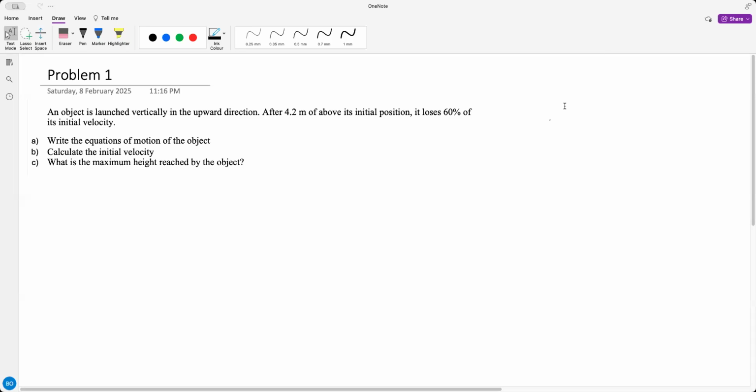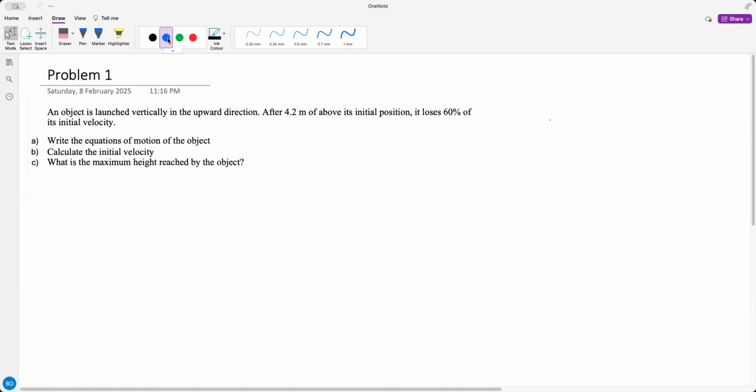Okay, let's solve this problem of kinematics in one dimension. So the problem says the following. An object is launched vertically in the upward direction. After 4.2 meters above its initial position, it loses 60% of its initial velocity. Write the equation of motion of the object. Calculate the initial velocity. What is the maximum height reached by the object?